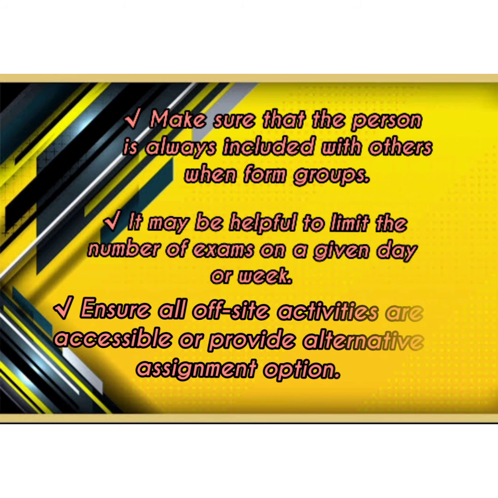For students who experience challenges with daily living activities and mobility, ensure all off-site activities are accessible or provide alternative assignment options. Individuals with motor disabilities sometimes use a service animal, which is usually trained to respond to unique commands. It is preferable to ask permission before you pet the service animal.